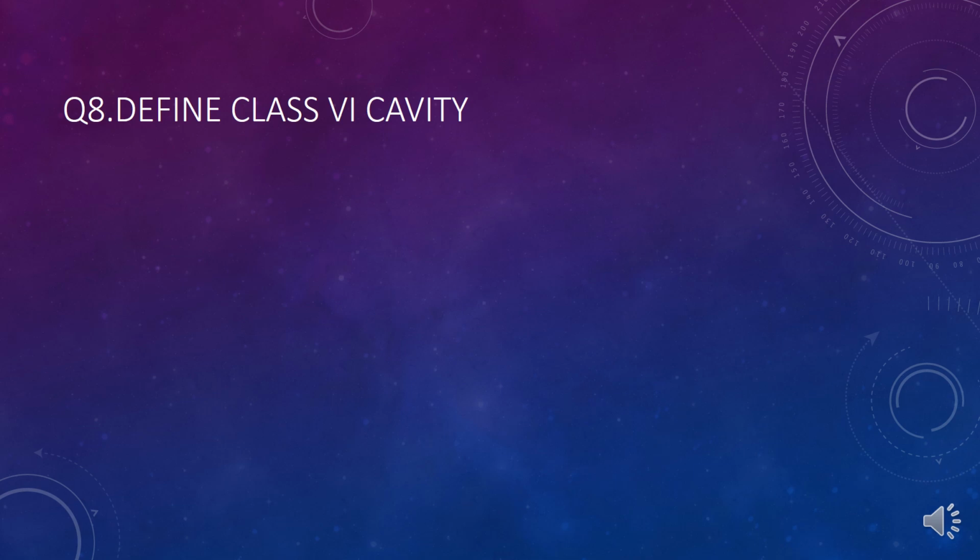Define class 6 cavity. It is a cavity located on the incisal edges of anterior teeth or cusp tips of posterior teeth.